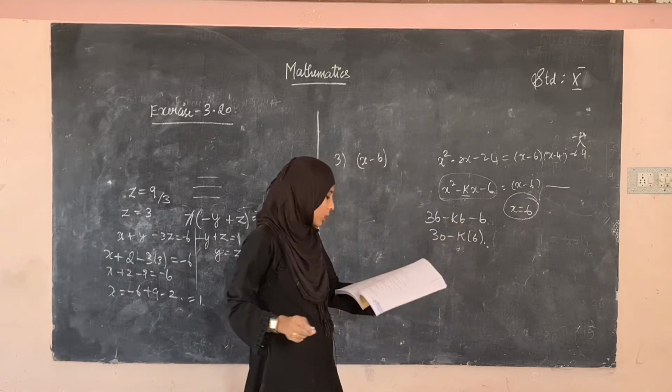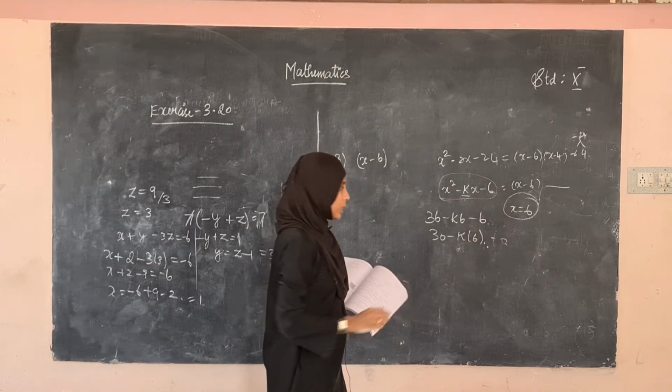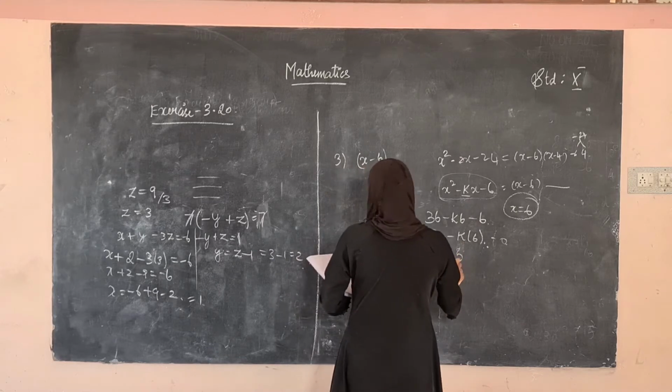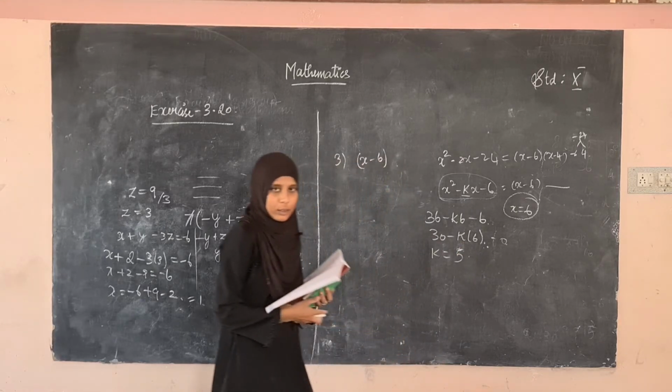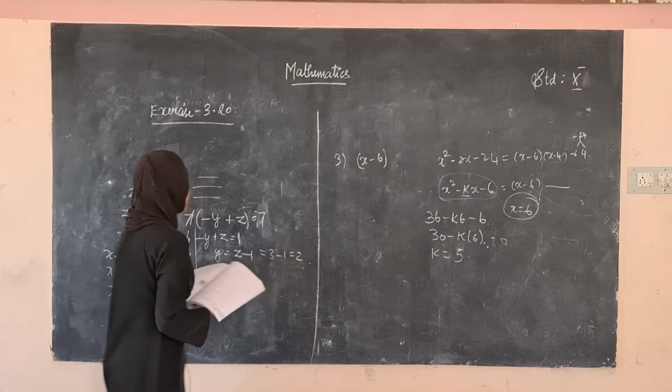Okay. So for what value of k do we get the value as 0? This should be 30. So 6 into 5 is 30. Therefore k should be equal to 5. So the value of k is 5. Okay. Now the fourth sum. See, we have to divide these given things.